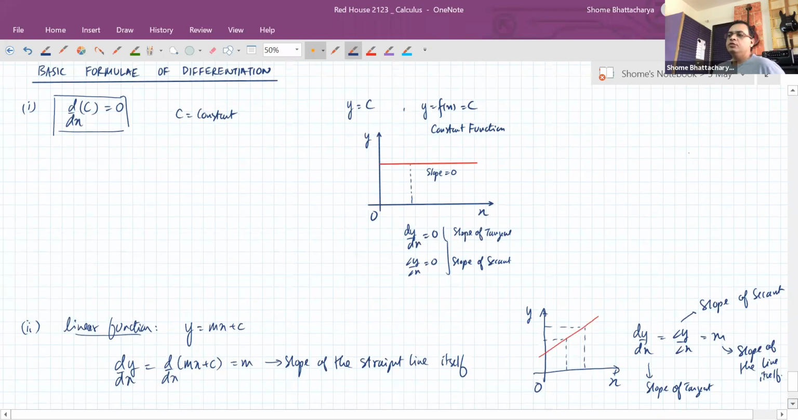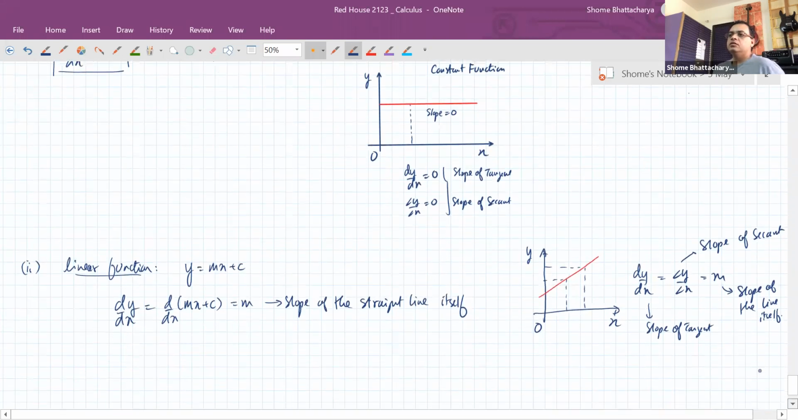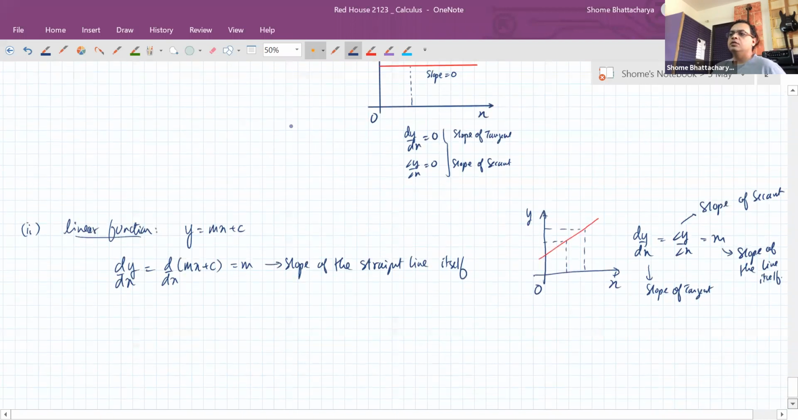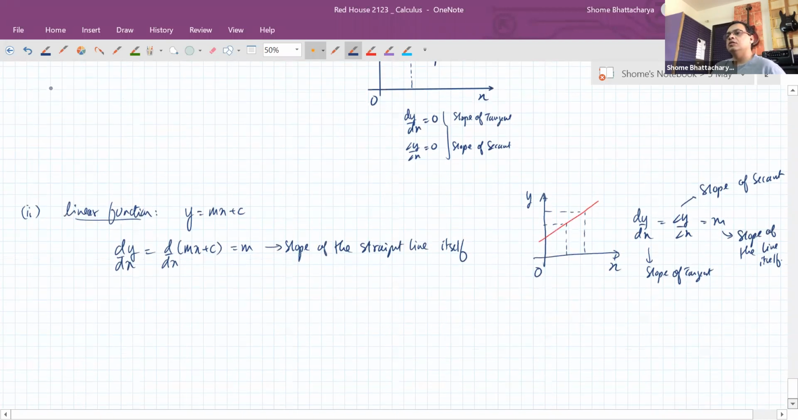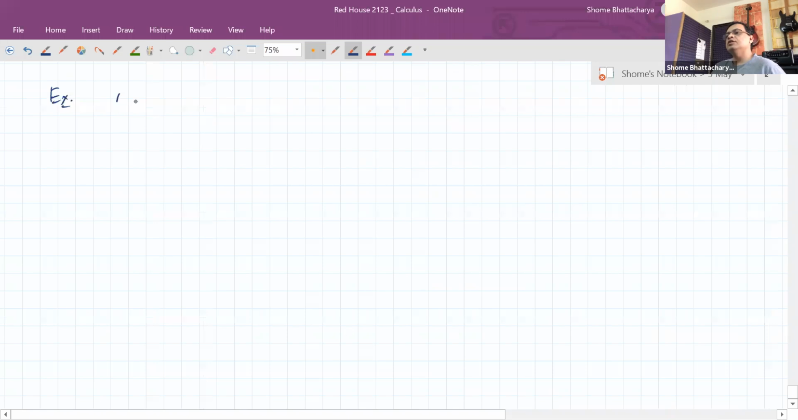Now we come to the more tricky example. If I have the function y is equal to x square, then what should be dy by dx? Let's understand this. 2x. Very good. But there's a process behind this which we had discussed last time indirectly.